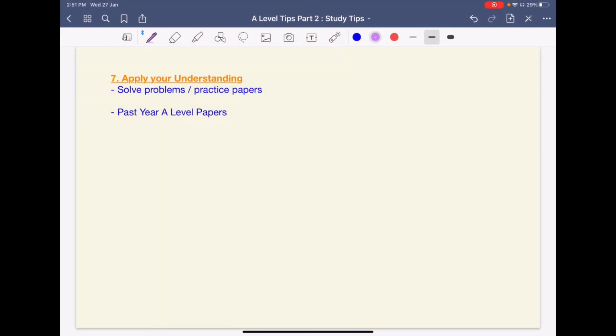After you are done understanding the content, the next step is to apply the content, which means to solve problems. So work out questions or practice papers and test yourself to see if you can solve the questions. If you got it wrong, understand the root cause of it, whether it may be a careless mistake or perhaps a conceptual issue.